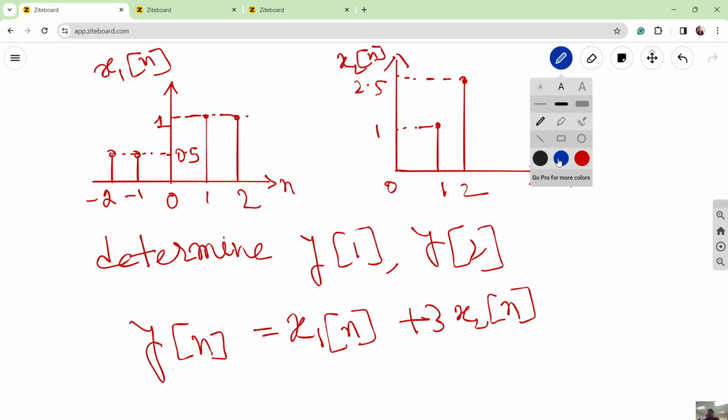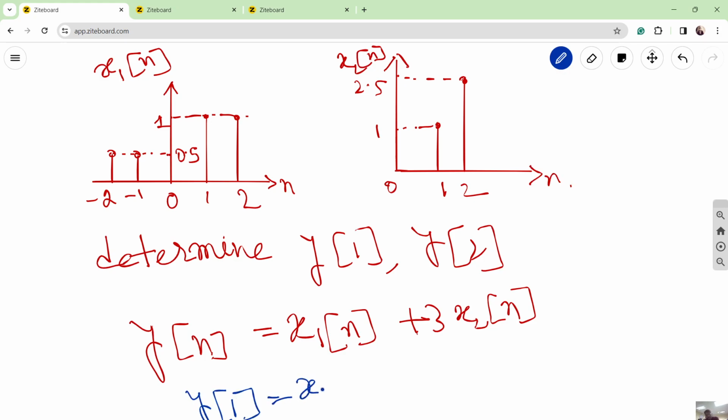So y1 equal to x1 of 1 plus 3x2 of 1 and 3 into x2 of 1 is 3, x1 of 1 equal to 1. So y1 equal to 4.